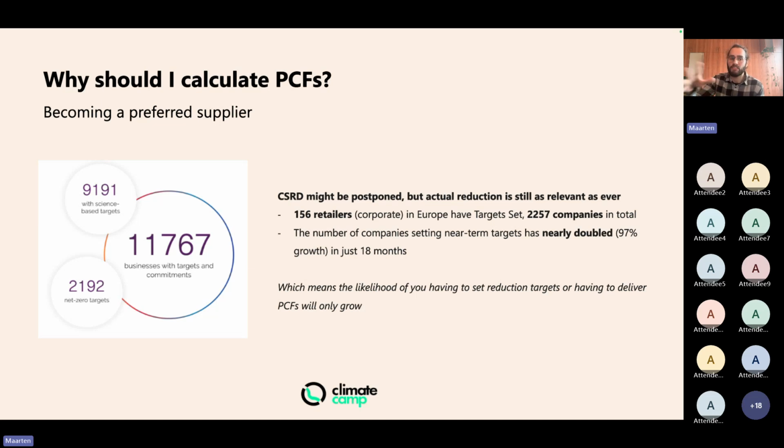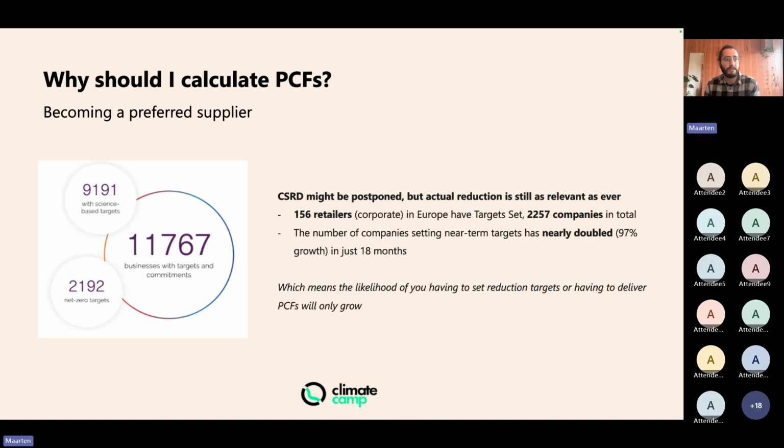For example, CSRD might be postponed, but actual reduction and target setting is still as relevant as ever. I checked yesterday on SBTi, and there are 156 corporate retailers in Europe who have targets set, not committed, targets set. And there are more than 2,000 companies in total that have targets set. That means these companies will start looking at their value chain, because they are corporate companies, as to how they can reduce their Scope 3 emissions.